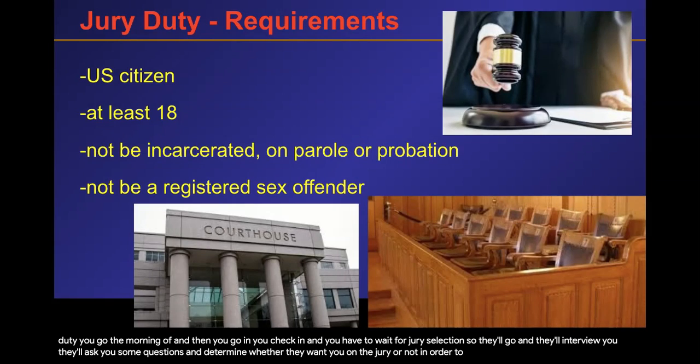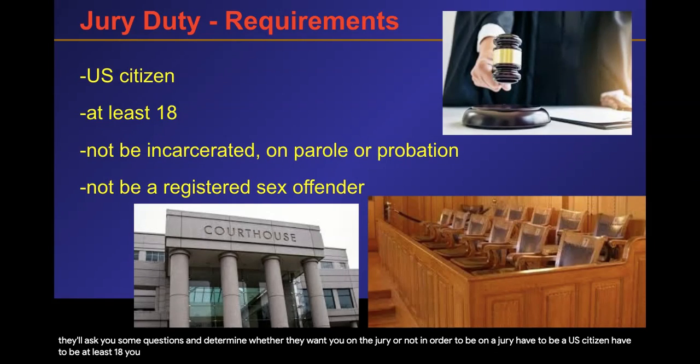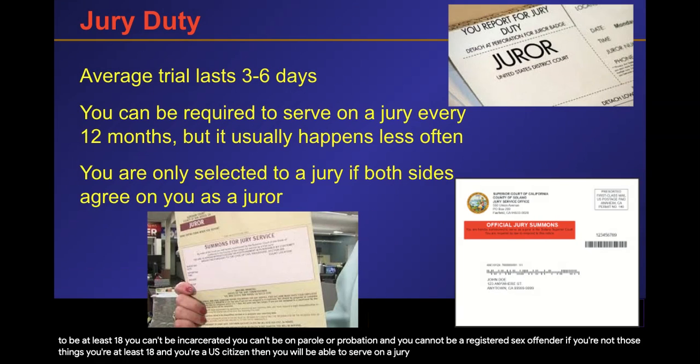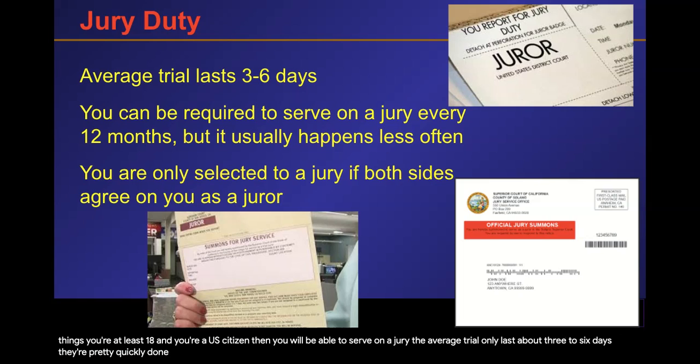In order to be on a jury, you have to be a US citizen, and at least 18. You can't be incarcerated, you can't be on parole or probation, and you cannot be a registered sex offender. If you're not those things, you're at least 18 and you're a US citizen, then you will be able to serve on a jury. The average trial only lasts about 3 to 6 days. They're pretty quickly done. You can be required to serve on a jury every 12 months, but it usually happens far less often than that.